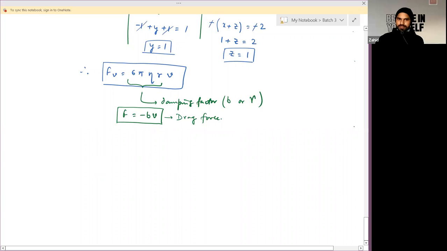Now there is an application of this particular force, or on the basis of this force, we may define a term that is called terminal velocity. There is also an experiment related to this velocity in your course. Suppose there is a body which is dropped in a viscous medium.